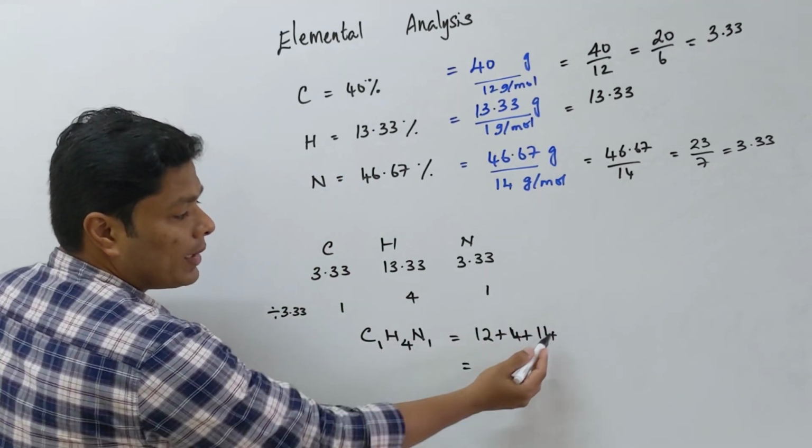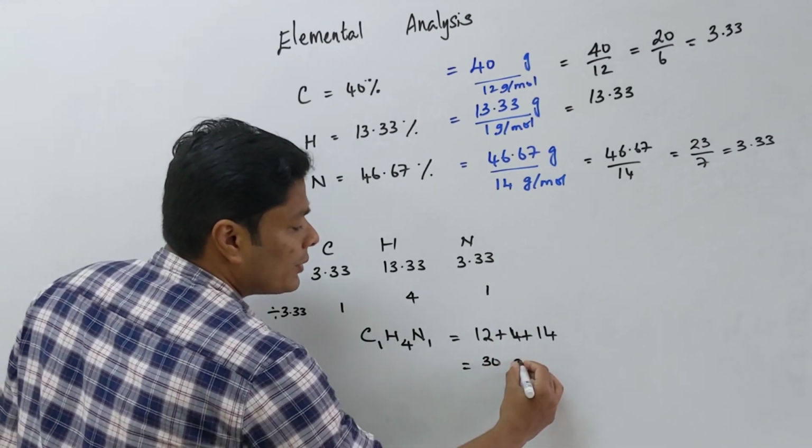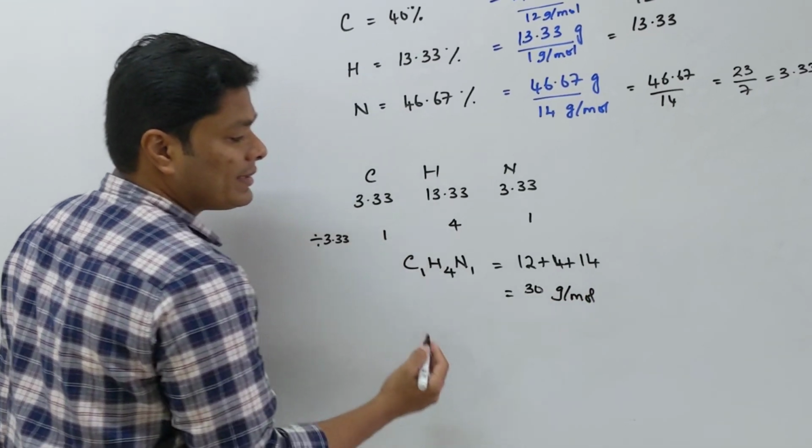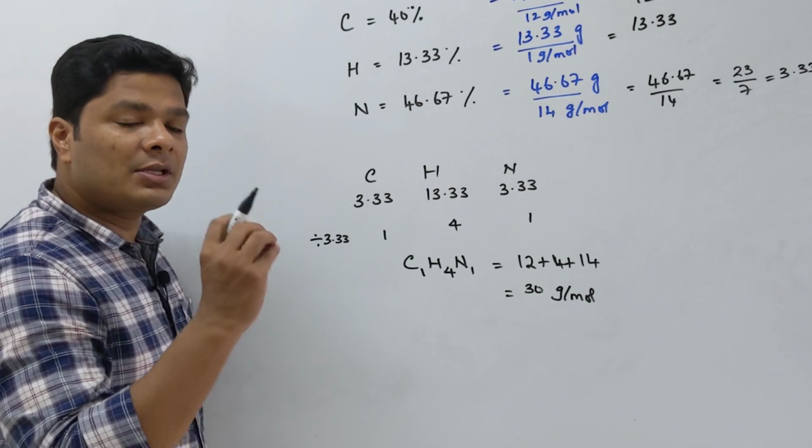Now what do you get? 12 plus 4 is 16, 16 plus 14 is 30. So the empirical mass of this compound is 30 grams per mole. So what is an empirical formula? Empirical formula is the simplest ratio of the atoms.